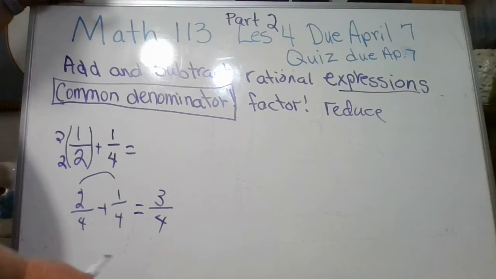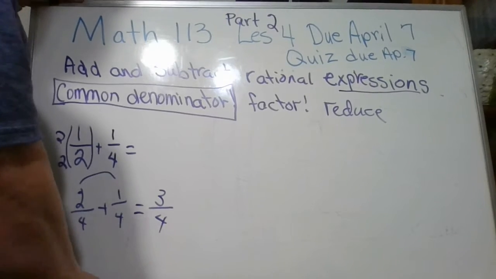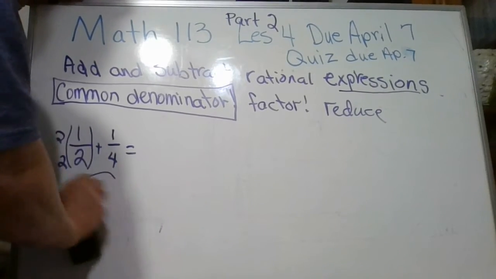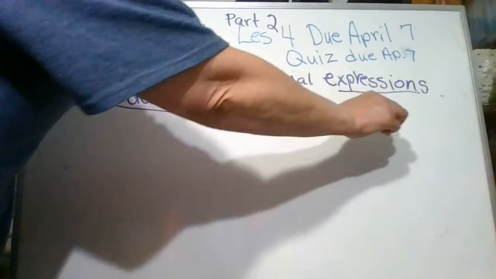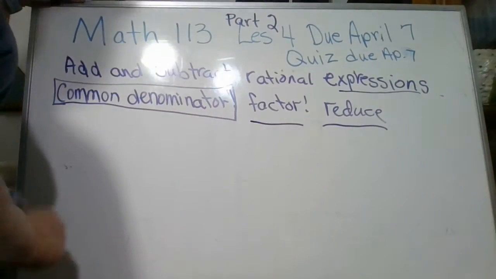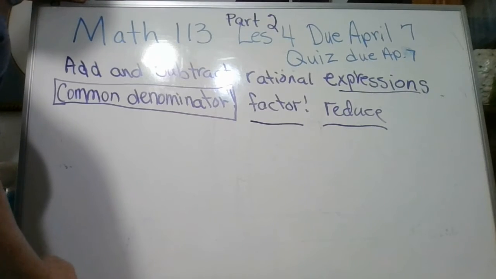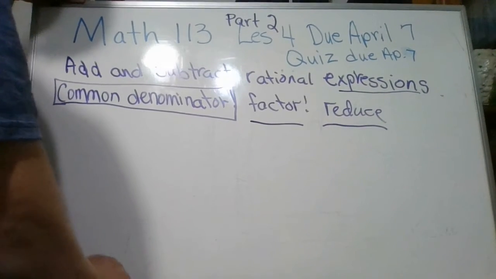Again, we have to have common denominators even when there's a letter in the denominator. Sometimes you'll have to factor, and always make sure it's reduced. It won't always have to be reduced, but just make sure it's in its lowest terms. So let's get started with the first example.